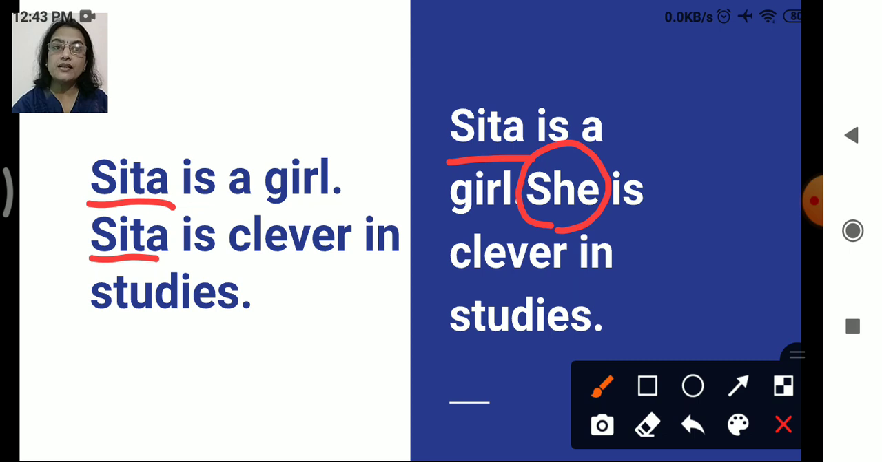So, instead of repeating Sita again, which is the noun, we have used some other word to refer to the noun. Okay? And that other word is a pronoun actually. So she is a pronoun used for the girl, for the female gender. Every time it doesn't look good when we repeat the noun again and again. Like here, Sita is a girl, Sita is clever in studies, Sita is this, Sita is that. It doesn't look good. So instead of repeating the noun again, we use pronouns instead of the noun we are referring to.